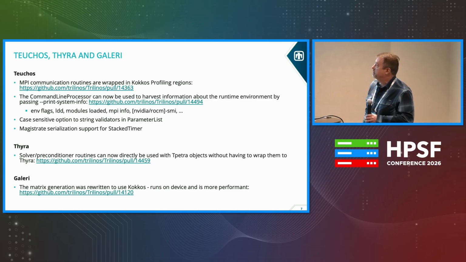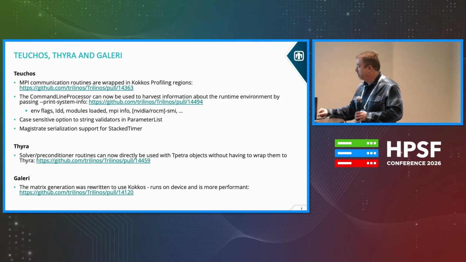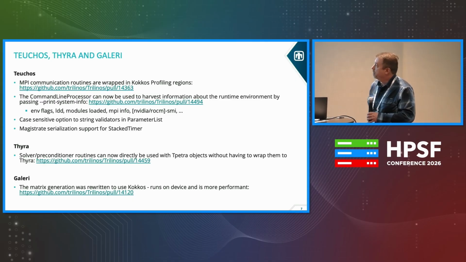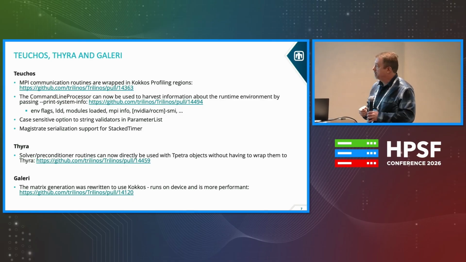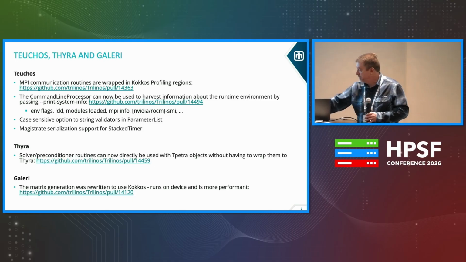Case-sensitive string validators are now an option in parameter lists. And a new serialization tool was added to the stack timer in Trilinos, but really it's available for all of Trilinos to use. I'll talk about that a little bit more. In Thyra, the preconditioner routines can now be used directly with Tpetra objects. You don't have to wrap them in Thyra objects, so that's just a convenience. And the gallery tool for matrix generation for our unit testing was converted to run on device, so it's a lot faster there.